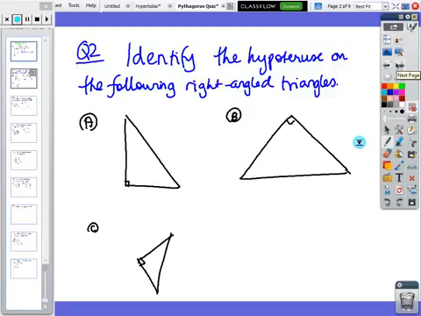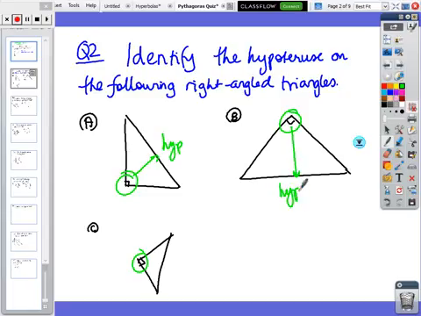Okay, so in this next question you have to identify the hypotenuse on the following triangles. So just indicate it with a cross or something like that, and when you're ready, come back live. Okay, so the clue is the box, and opposite the box is the hypotenuse. So opposite, and opposite. Okay, so they're the hypotenuse, and you should have marked it with an X or something like that.